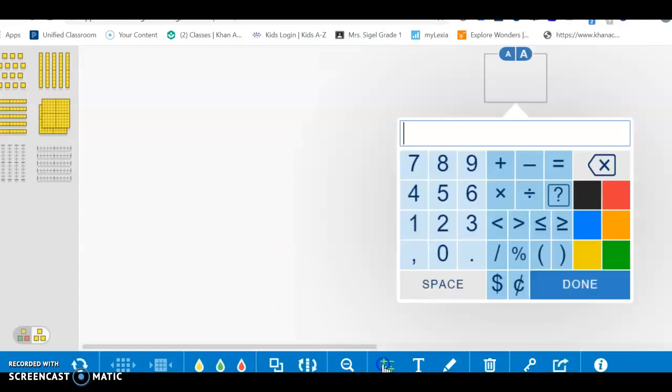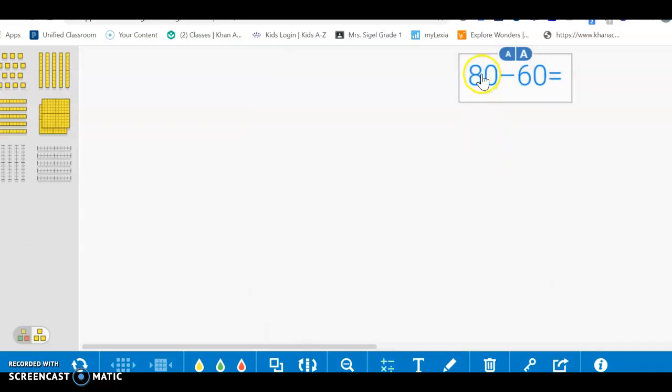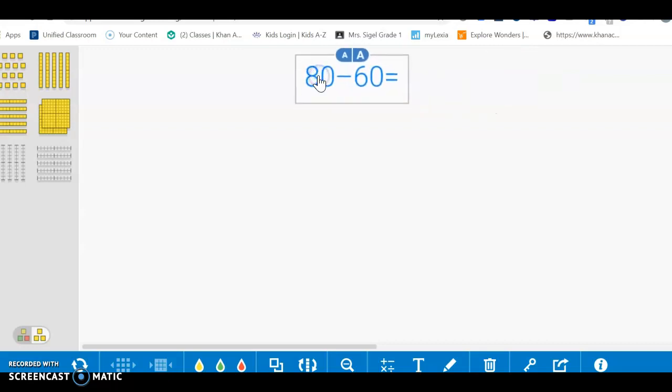All right, let's try 80 minus 60. Okay, so 80 minus 60. Now remember, we're thinking about math facts that we know that might help us solve these problems using our mental math. Okay, but we're going to use our number pieces always to double check our work.